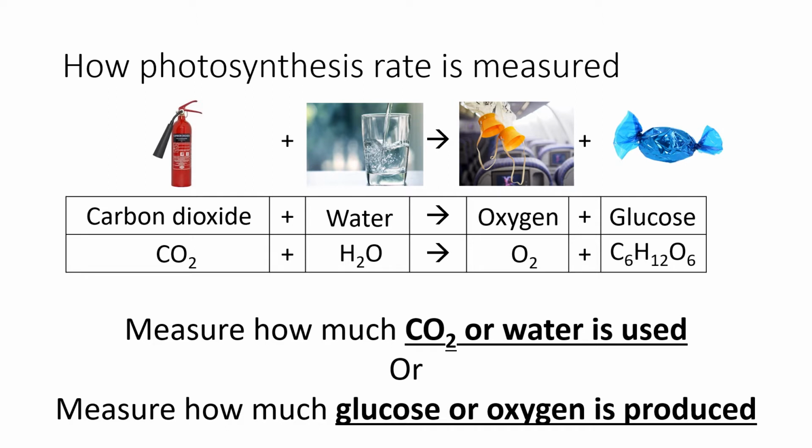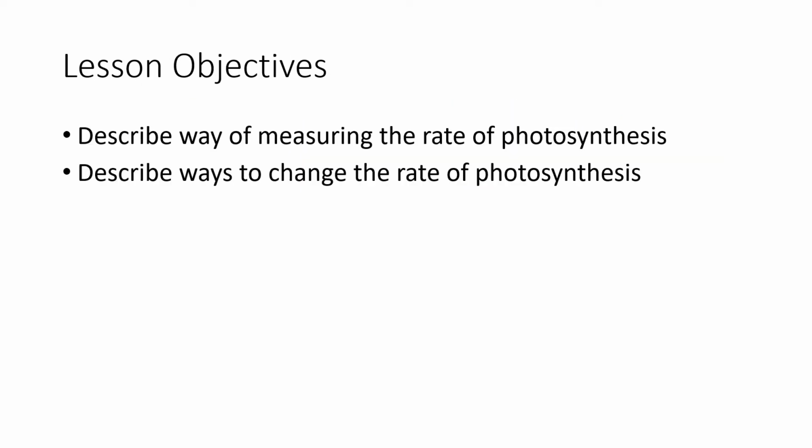The faster the chemical reaction, the faster we will use up the reactants, and the faster the chemical reaction, the faster we will make the products. So if we measure how much something is being used or how much something is being produced, we can get an indication of the rate of the chemical process of photosynthesis.